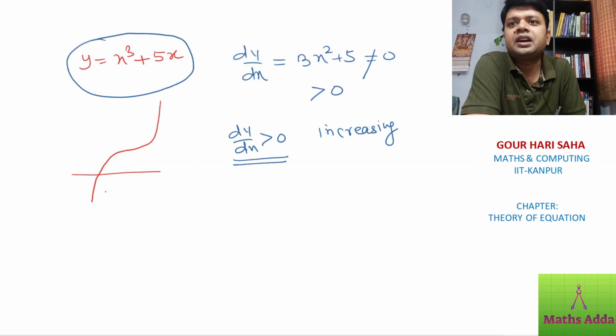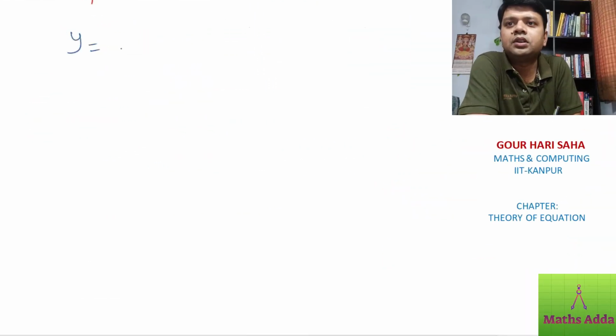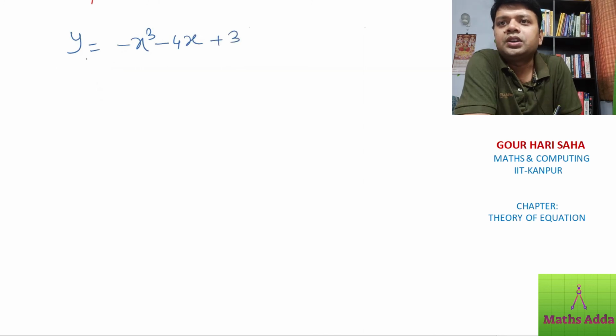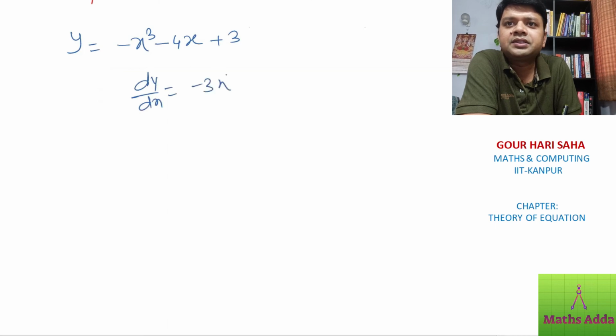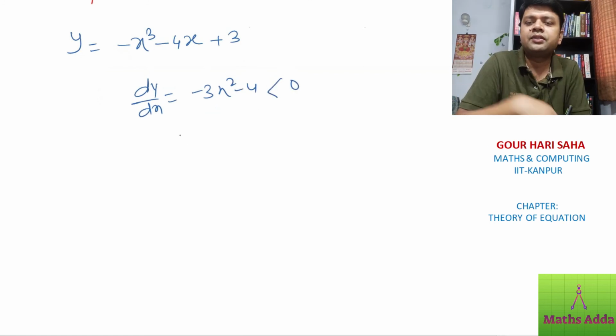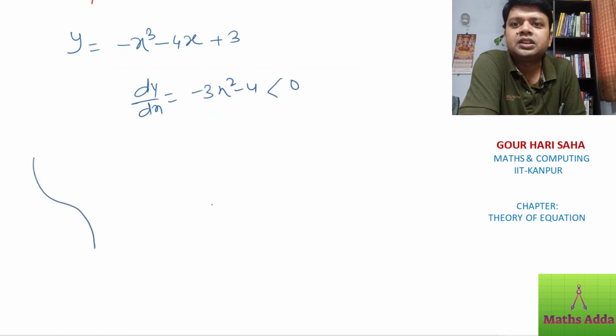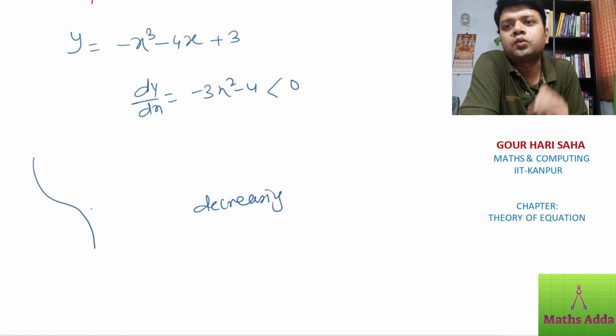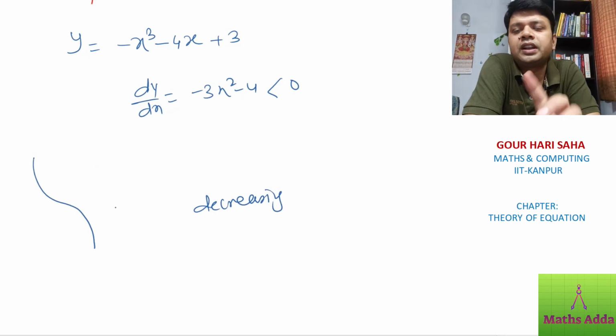If I take another example, y is equal to minus x cube minus 4x plus 3, then what do you see? Find dy by dx. dy by dx is minus 3x square minus 4. It will always be less than 0, right? If you plot its graph, it will look like this. So it is decreasing. So if it goes up or down, it will always have one intersection point with the x axis. So it will have only one root. Means if a cubic polynomial is always increasing or decreasing, it will have only one real root.